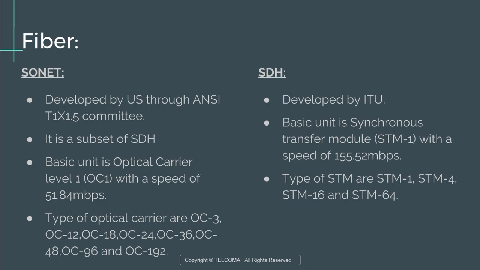So this is giving the speed of 155.52 Mbps to transmit the data over SDH frames. So here the types of optical carriers are OC3, OC12, OC18, OC24, OC36, OC96 and OC192. The latest version is OC192. So these are the optical carriers, each having different speeds, whereas the types of STMs are STM1, STM4, STM16 and STM64. So these are the types of STM frames.